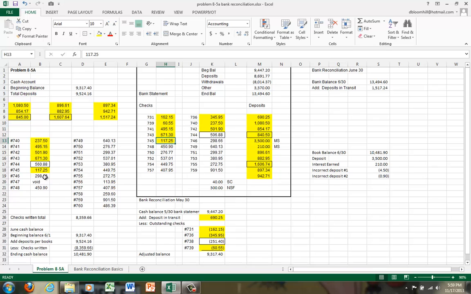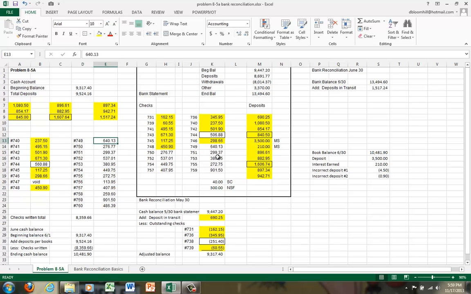746, 298.66, 298.66. We take a look. Check number 747 is void, and we want to make sure that check number 747 is not on our bank statement, because that's a way that a bookkeeper can steal money, is write a check to his or her self and then take it basically out of the bank statement before you see it. So you have to make sure that those voided checks are written and verified that they're not settled on the bank statement. 748, 450.90 matches to 450.90, so we can tick those off.